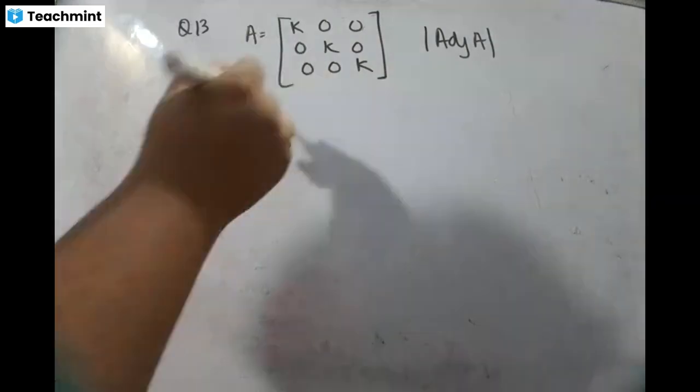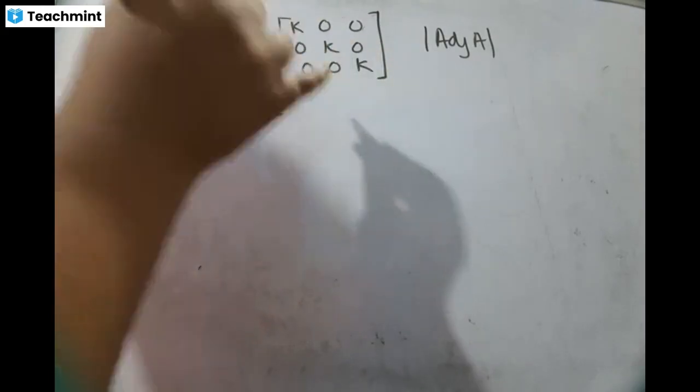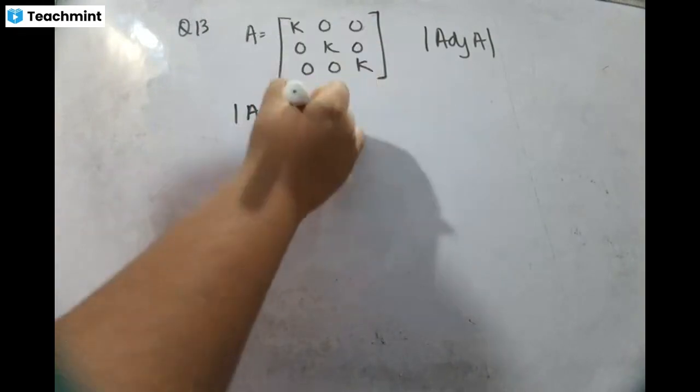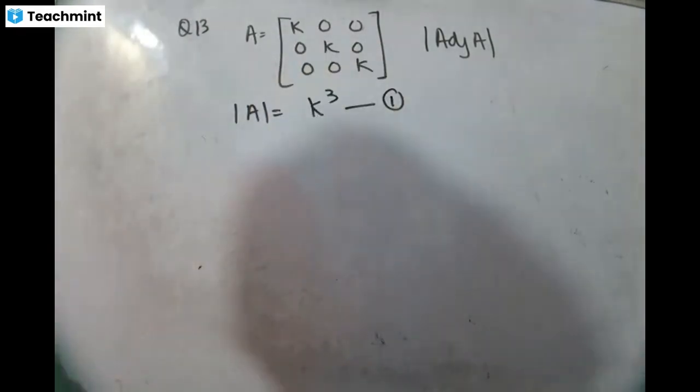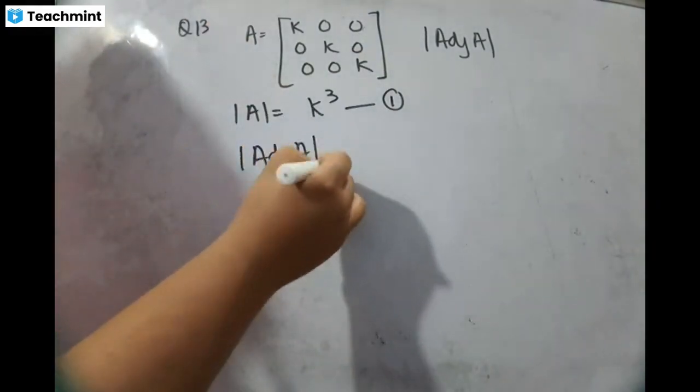So I can easily find out the determinant of A because it's a diagonal matrix. The determinant of a diagonal matrix is the product of the diagonals. So K into K into K will give you what? K cube. So I know the determinant, so I can easily find out the determinant of the adjoint, using the first formula which I taught you.